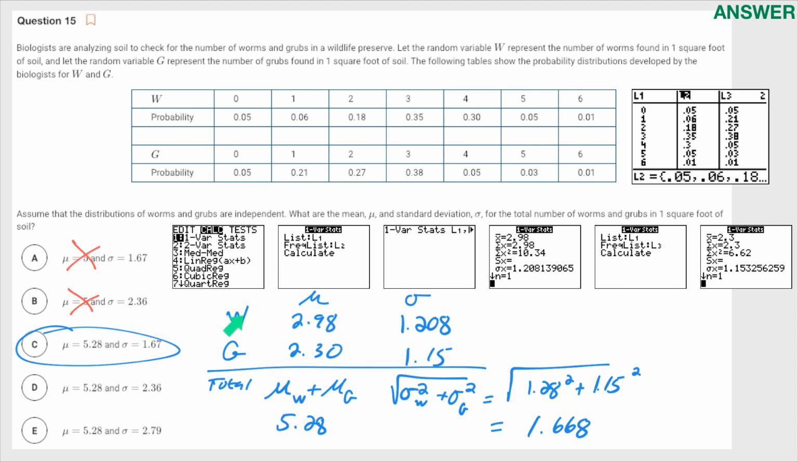Setting up a little table, total for the means is just the mean of the first plus the mean of the second, 5.28, so that eliminates A and B. And then standard deviations do not add. You have to use what's called the Pythagorean theorem of statistics. Take the variance of the first plus the variance of the second and convert it into a standard deviation by square rooting those quantities. So 1.208 squared plus 1.153 squared, square root is 1.668 or 1.67, choice C.